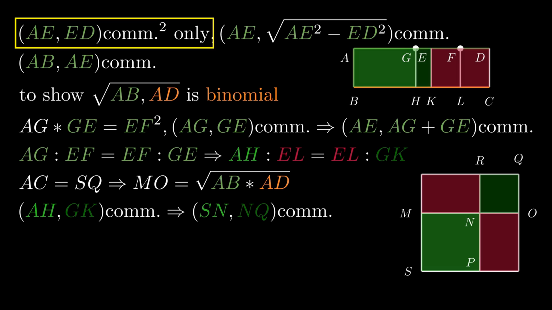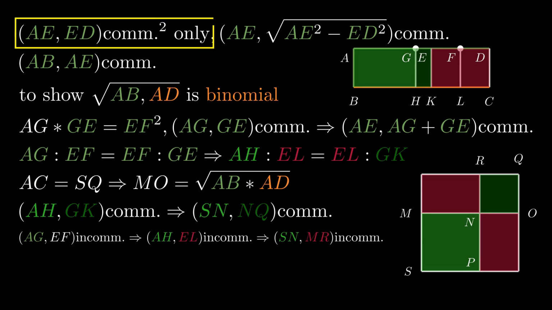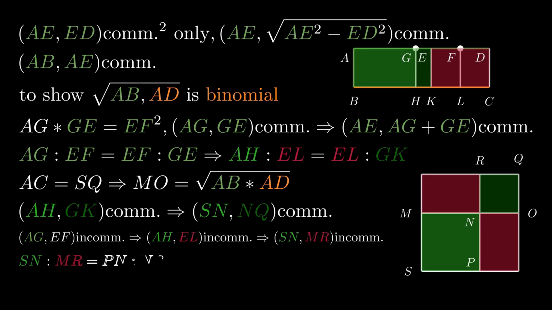AE and ED are incommensurable. AE and AG are commensurable, and EF and ED are commensurable, EF being half of ED. So AG and EF are incommensurable, or that AH and EL are incommensurable, or that SN and MR are incommensurable. SN to MR is proportional to PN to NR, which is proportional to MN to NO, so MN and NO are incommensurable.